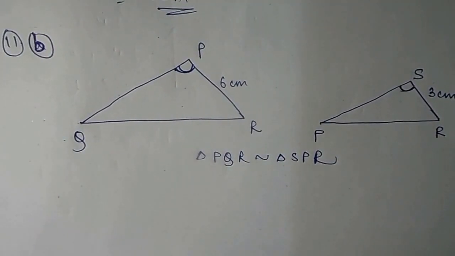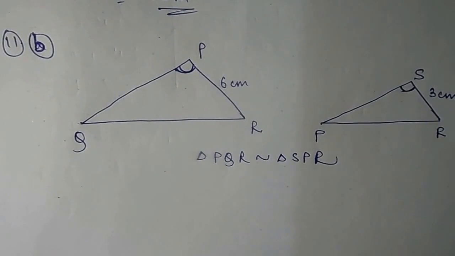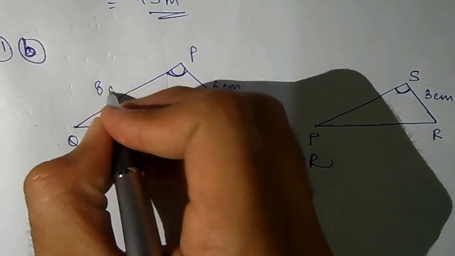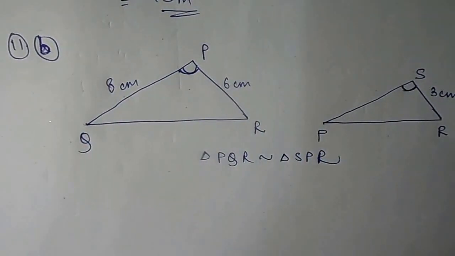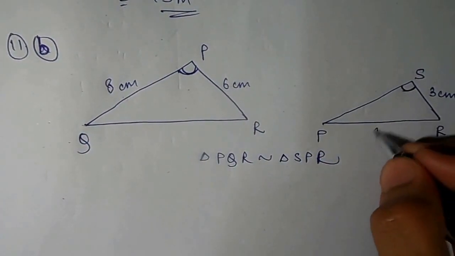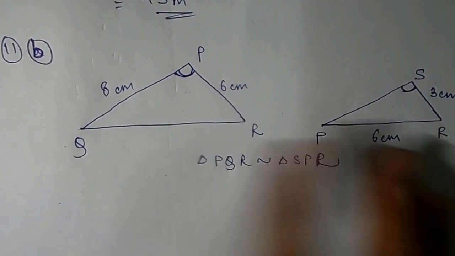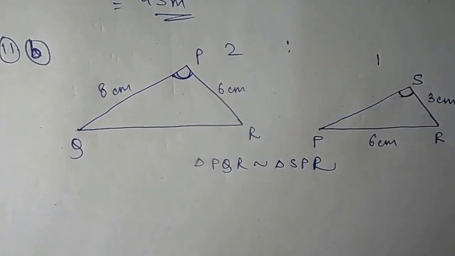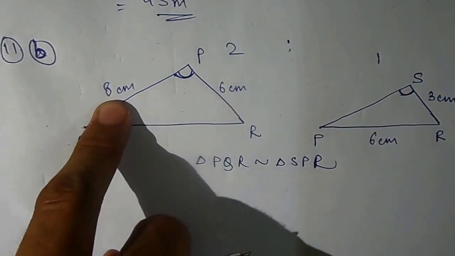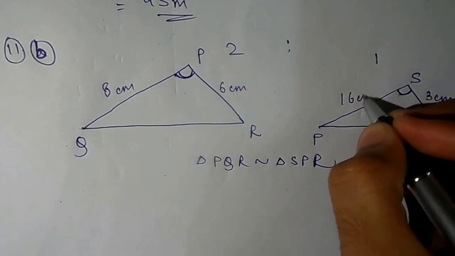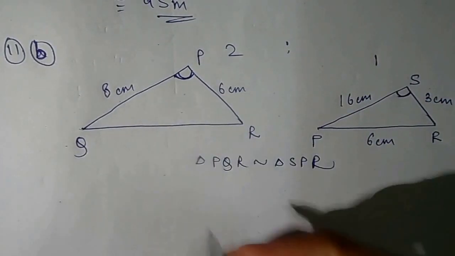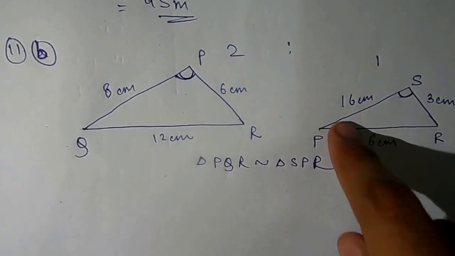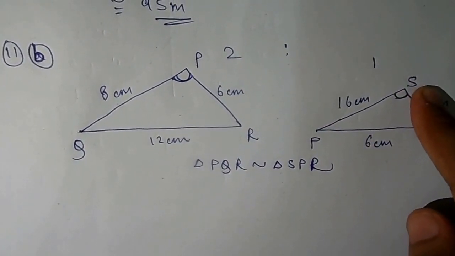Second one, we have to find the lengths of QR and PS. Now we have already been given the lengths of PQ 8 centimeter and PR 6 centimeter. The ratio between the two triangles is 1:2. This is 1, this is 2, this is 3, this is 6, this will be 8, this will be 16, and if this is 6, this will be 12. So QR equals 12 centimeter and PS equals 16 centimeter. That is your second answer.